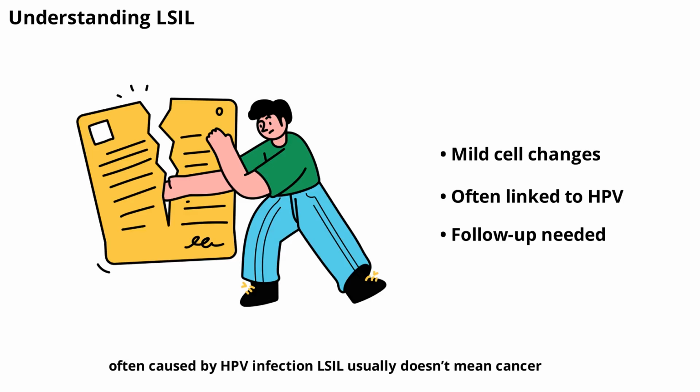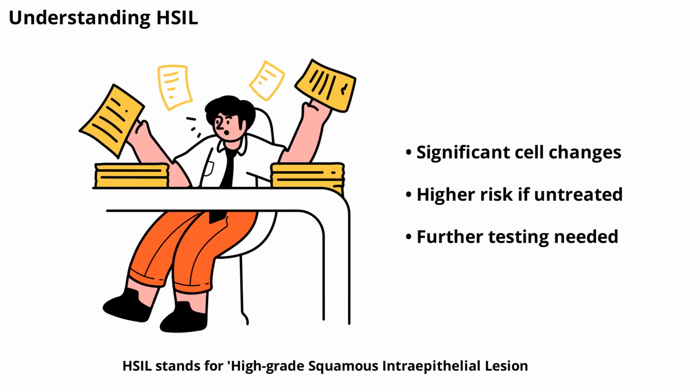LSIL usually doesn't mean cancer, but your doctor may suggest further testing or close follow-up to make sure the changes don't progress. HSIL stands for high-grade squamous intraepithelial lesion. This means there are more significant changes in the cervical cells, which have a higher chance of progressing to cancer if left untreated. Your doctor will likely recommend additional tests, such as a colposcopy, to examine the cervix more closely and possibly take a biopsy.